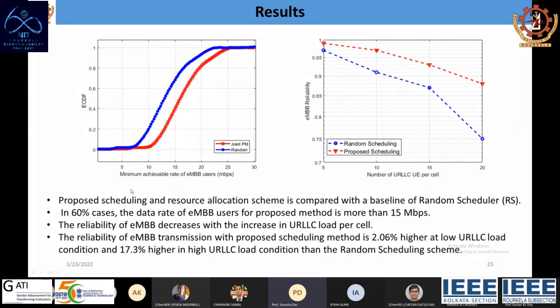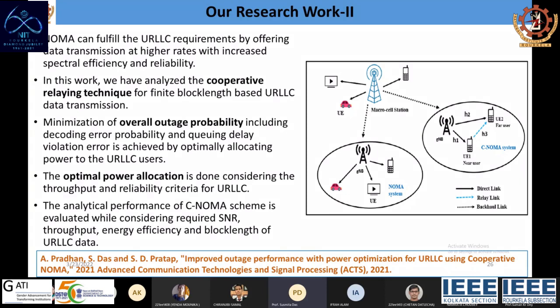This proposed scheduling and resource allocation scheme is compared to a baseline random scheduler. What I found is that in 60% of cases, the data rate of eMBB users for the proposed method is more than 15 Mbps, and the reliability of eMBB users decreases with increasing URLLC load percent. We found that the reliability of eMBB transmission in the proposed scheduling method is 2.06% higher, and 17.3% higher in high URLLC load conditions, when the proposed scheme is compared with the random scheduling scheme.